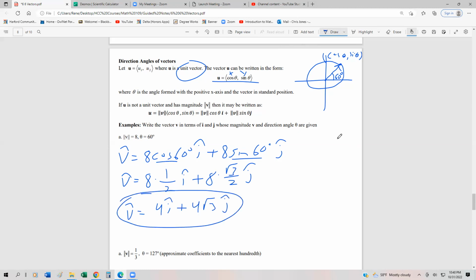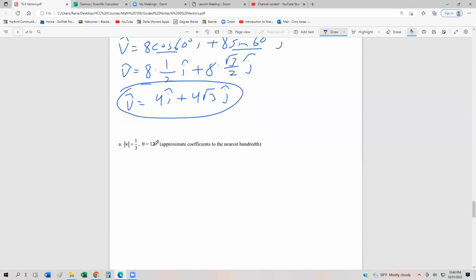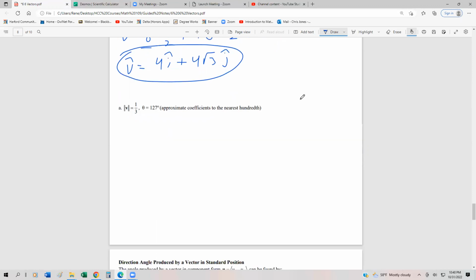Now, not all of them are going to work out exactly. So let's say we had something like magnitude v equals 1/3 and theta is 127 degrees. So that would mean that my vector v would be equal to 1/3 cosine of 127 degrees i plus 1/3 sine of 127 degrees j.